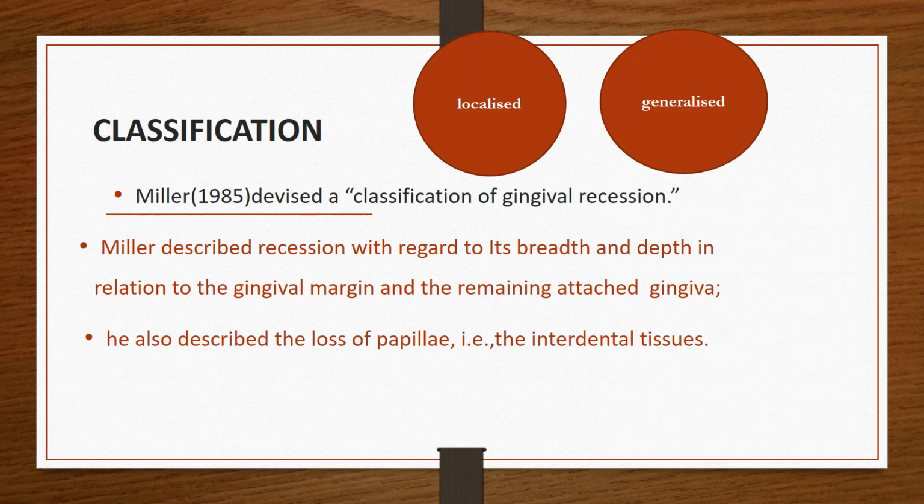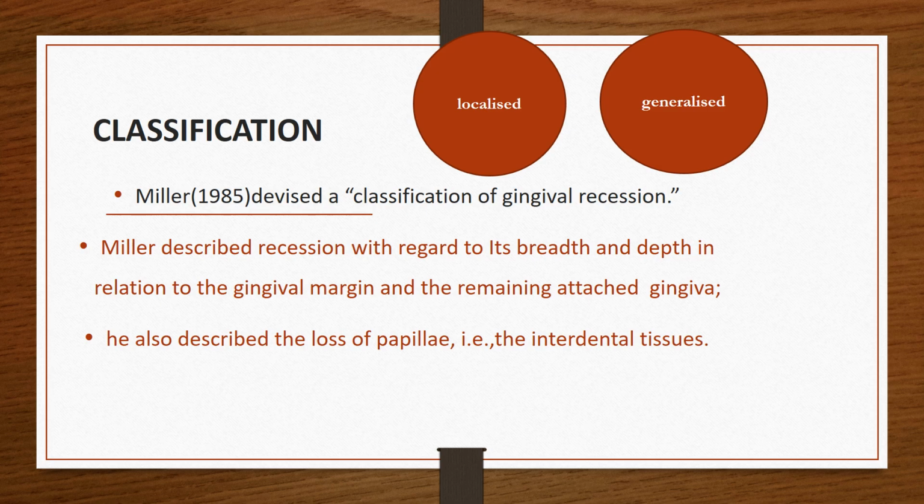And the predictability of the root coverage can be enhanced by the different classifications. We have got several classifications for it. In 1960, Sullivan and Atkins classified gingival recession into four anatomic categories: shallow narrow, shallow wide, deep narrow, and deep wide. So this is the early classification. This helped to categorize the lesion but did not enable the clinician to predict the outcome of therapy.